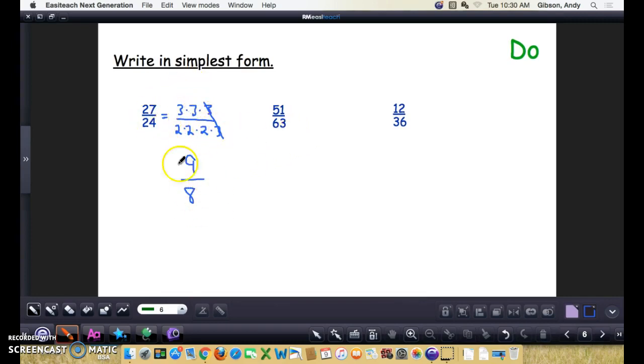Now, you do not have to change it to an improper fraction. Leave it as an improper fraction. Don't change it to a mixed number. All right, try the other two. All right, how did you do? 17 over 21, 1 over 3. I could take a 3 out of the 51 and 63. I could take a 12 out of 12, left with 1, 12 out of 36, left with 3.